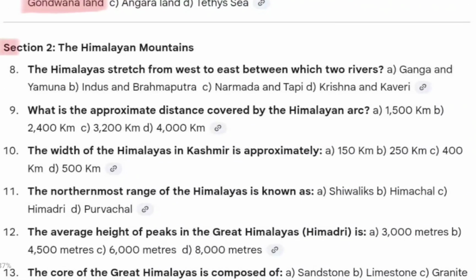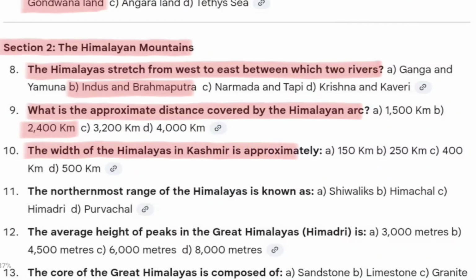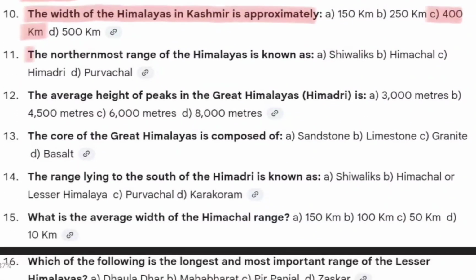Now section number 2, the Himalayan mountains. The Himalayas stretch from west to east between which two rivers? So it is Indus and Brahmaputra. What is the approximate distance covered by the Himalaya arc? 2400 km. The width of the Himalayas in Kashmir is approximately 400 km.